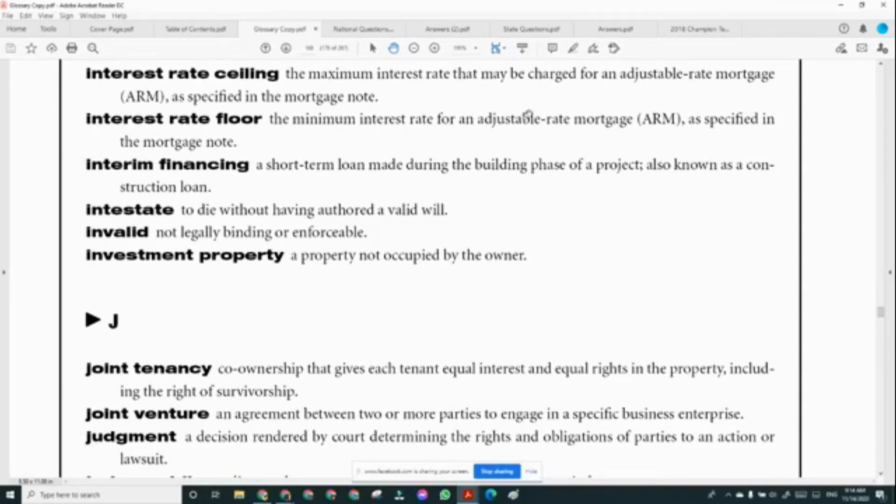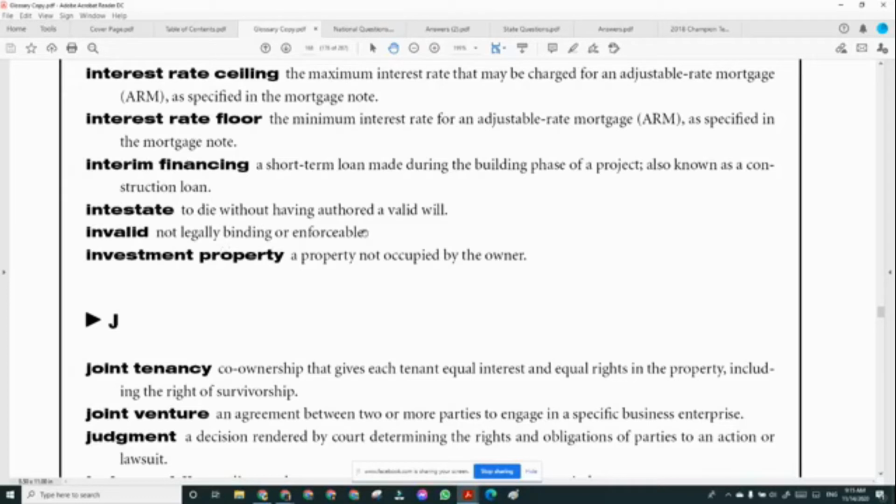At the end of that period, the interest rate can start adjusting, and it can only adjust up to a certain percentage. Thank goodness for that, because if it goes really high, oh boy, they're going to be in trouble, even if it's interest only. Interest rate floor. The minimum interest, so you have the ceiling and now you have the floor, right? What's the lowest you can go? To the floor. The minimum interest rate for an adjustable rate mortgage, ARM, as specified in the mortgage note.